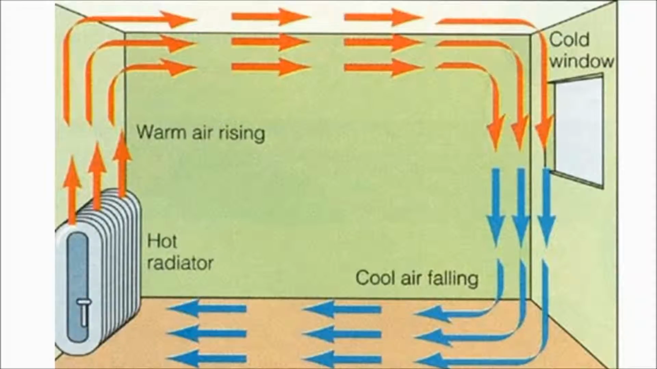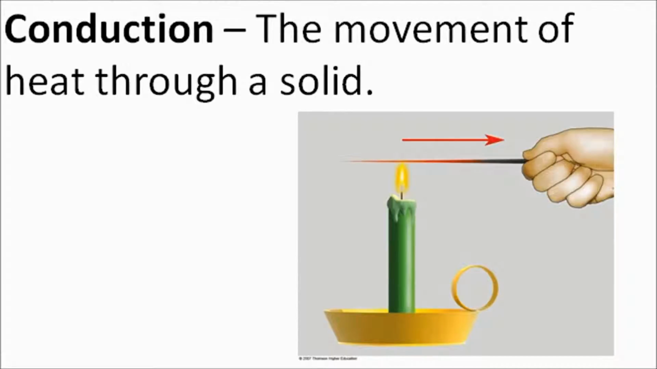Right, conduction. Conduction is the movement of heat through a solid. Now, metals are very good thermal conductors. Non-metals and gases tend to be poor thermal conductors. So poor thermal conductors are also known as insulators. So air, which is a gas obviously, is a bad thermal conductor and a good insulator because it doesn't allow heat to move easily through it.